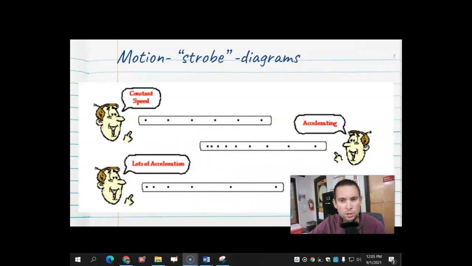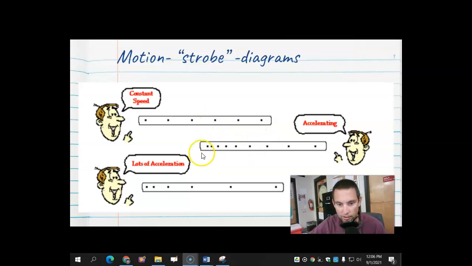Alright, some motion diagrams or strobe diagrams. Here we have the first one where there's a constant speed: dot, dot, dot, dot, dot, dot. Equal spacing between each dot. Again, this is a strobe photo, so think Halloween time with the strobe lights flashing every equal time interval. We see the light, and then it's dark for a little bit, and then the light flashes, and the dots are here.